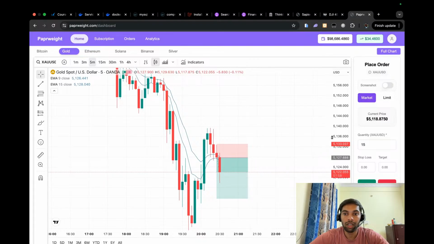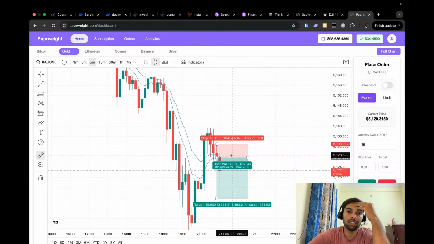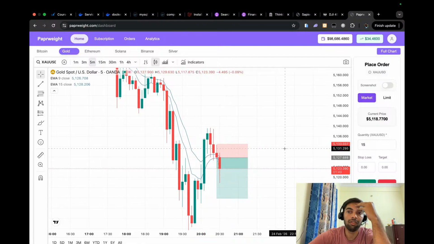Gold has fallen a lot, guys. Gold is not giving any opportunity. We just missed the trade in gold. We should have shorted it here. Right now it is 5 points in the downward direction.